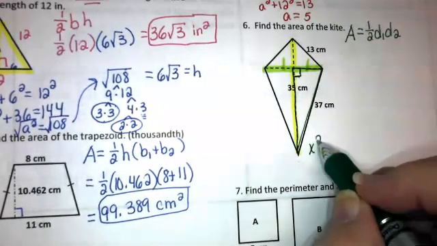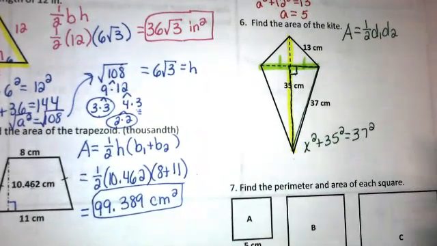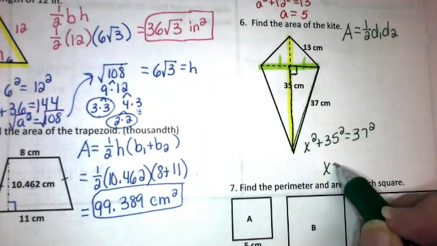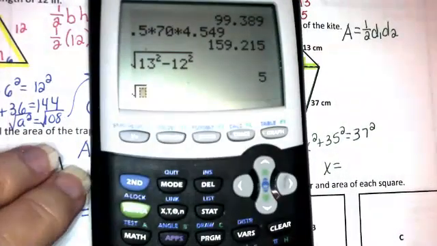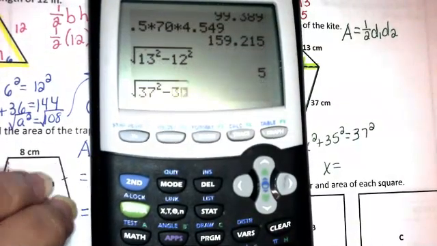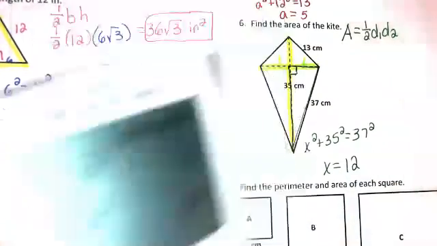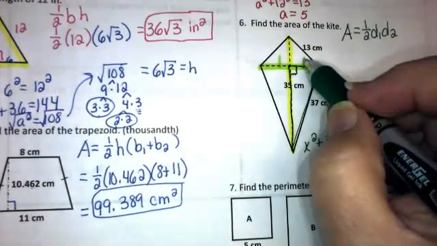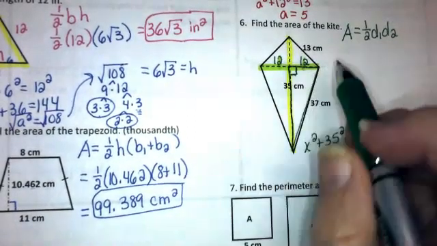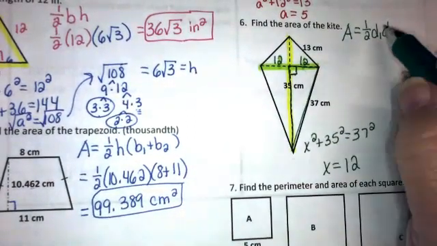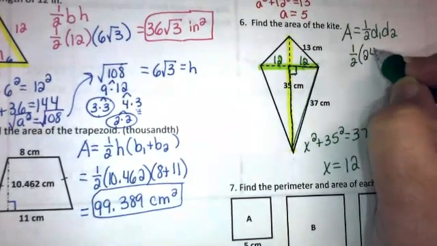So if I said x squared plus 35 squared equals 37 squared, I can solve that with my calculator to find out what that missing piece is. 37 squared minus 35 squared. Yep, it's 12. So Pythagorean theorem told me that this part right here is 12. And since the other piece of the diagonal is congruent to it, that's also 12. So I've got one of my diagonals is 24. We're off to a good start.